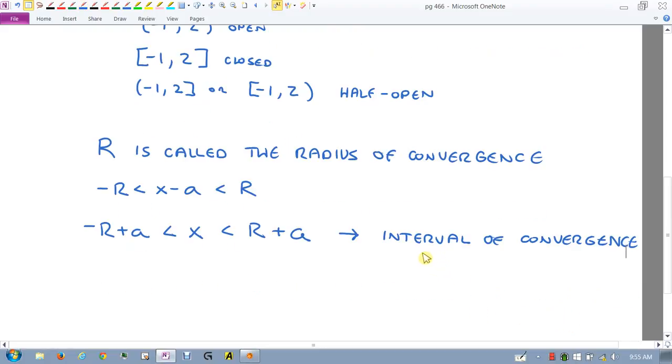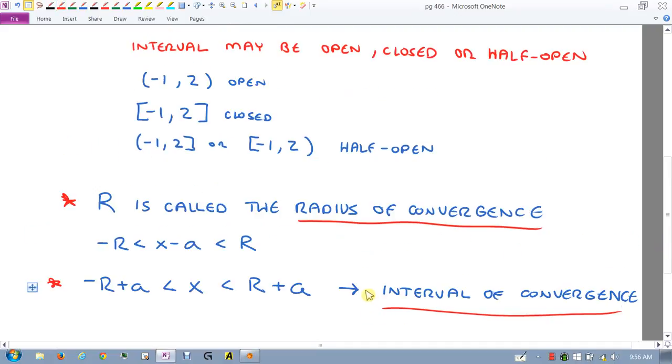Again, this may be open, closed, or half open. It just depends. We're going to have to work that out for each problem, determine what it is. So little star here, radius of convergence. Star here, interval of convergence. A lot of these problems, what will be stated is, here's a power series, find its radius of convergence, find its interval of convergence. Those are things that are going to be asked.